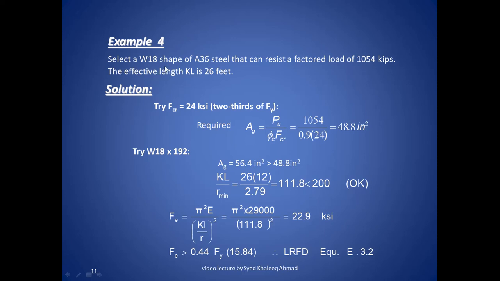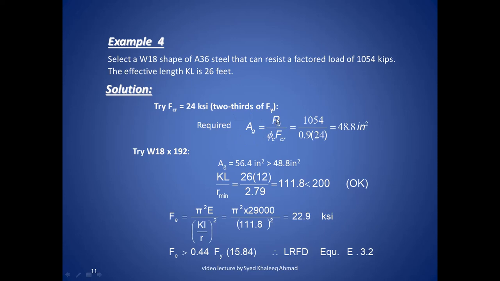Select a W18 shape of A36 steel that can resist a factored load of 1054 kips. The effective length KL is 26 feet. So effective length is given directly. So try Fcr equal to 24 ksi, because that value should be less than this steel grade 36. So we have taken a value 2/3 of Fy. This is a good approximation. Otherwise you have a choice, you can take any other value less than 36. And based on this value, we calculate the value of gross area.